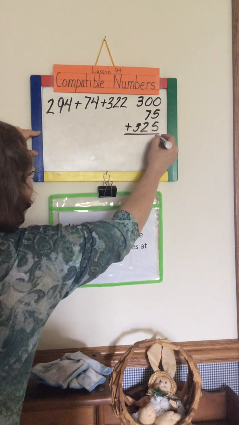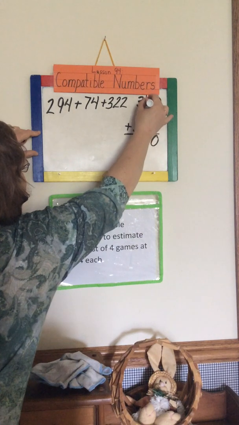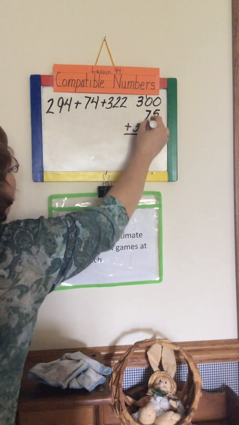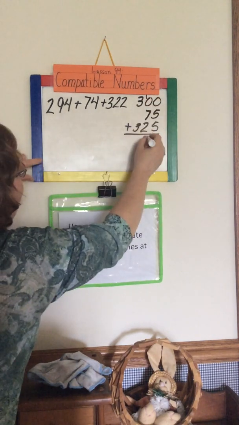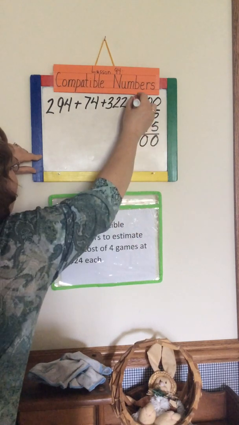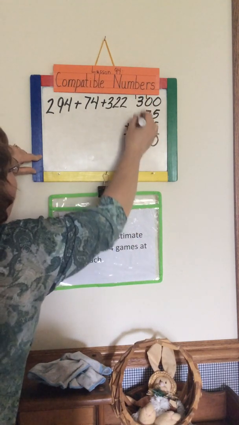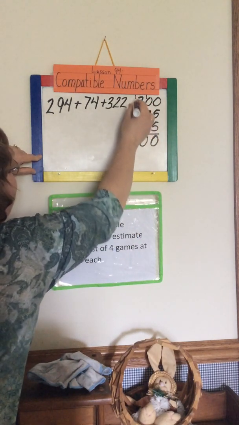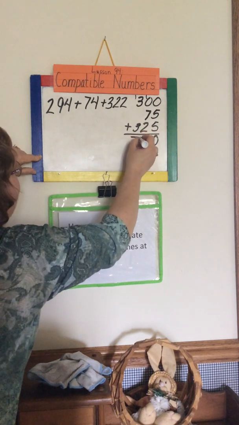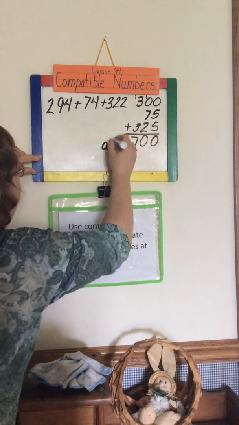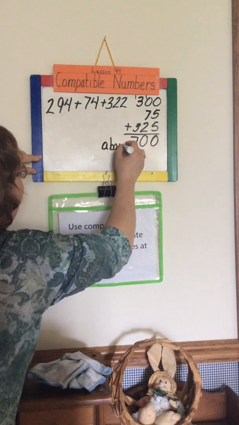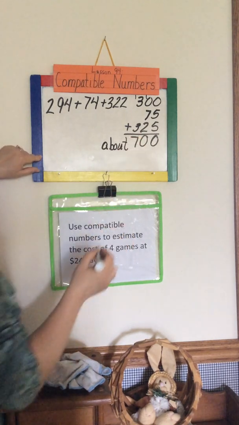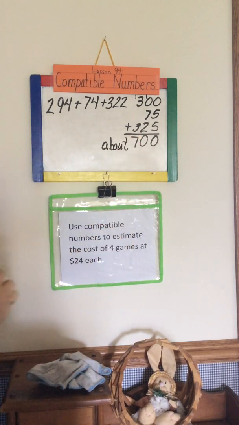5 plus 5 is 10, and 7 plus 2 is 9, plus 1 is another 10, and then 3 plus 3 is 6, plus 1 more is 7. And then remember, because we're estimating, because it's really what compatible numbers are, we put the word about.